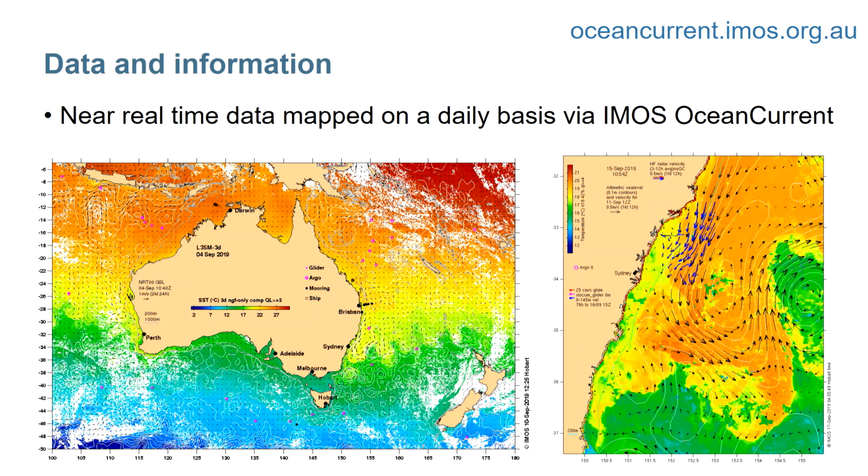So for example, all of our real-time data is mapped on a daily basis through Ocean Current, and that's used by fishermen, swimmers, yachts people. Our National Research Vessel Investigator is out at sea at the moment, turning around our East Australian Current moorings, and they're very much using this to target their sampling into eddies.